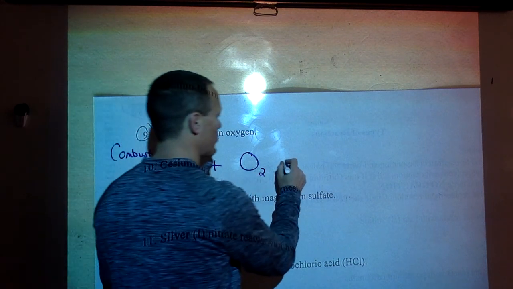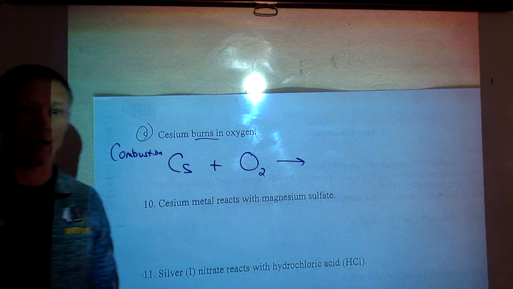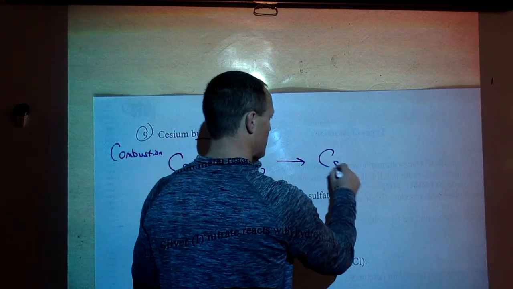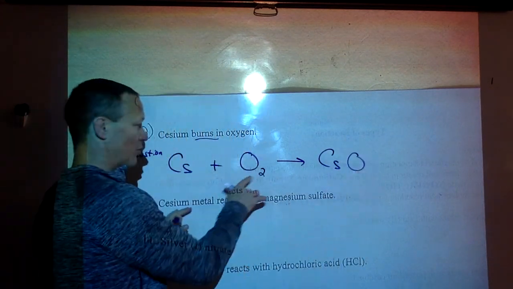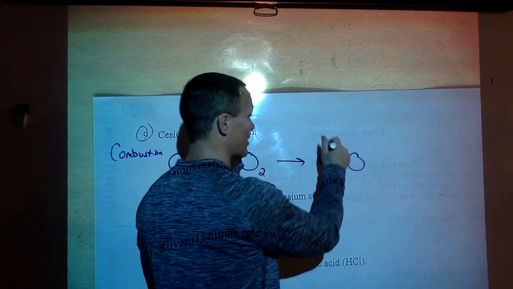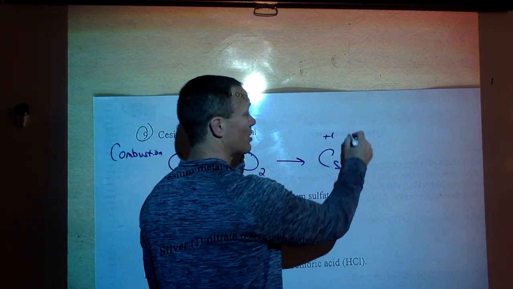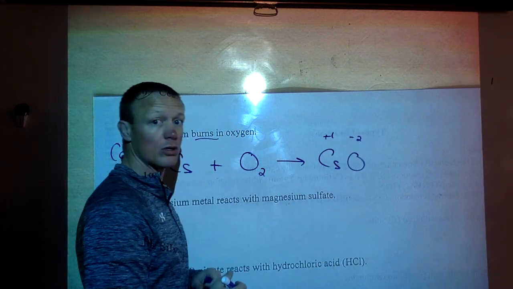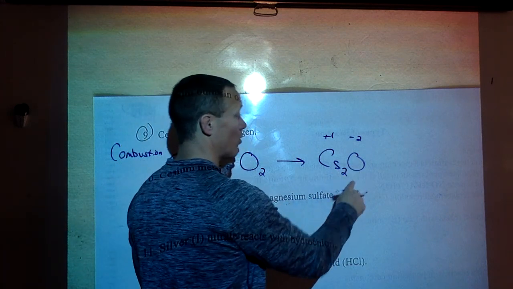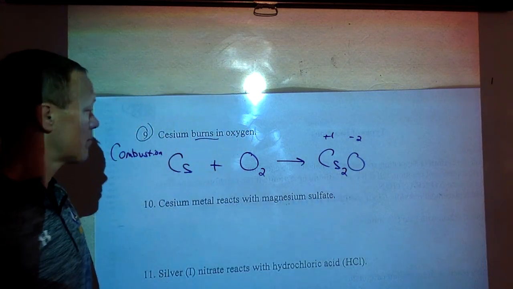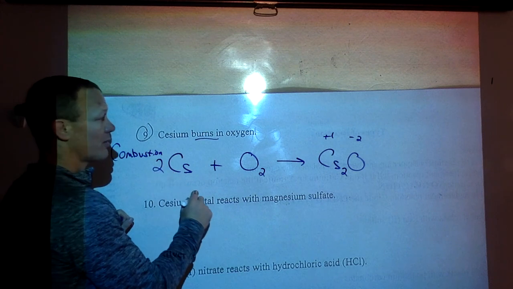So plus O2. One thing that can be made here is cesium oxide. So cesium oxide. Don't take your numbers over. Look up your charges. Cesium's got 1 valence electron, has a plus 1 charge. Oxygen's a minus 2. So it'd be Cs2O. Balance it out.